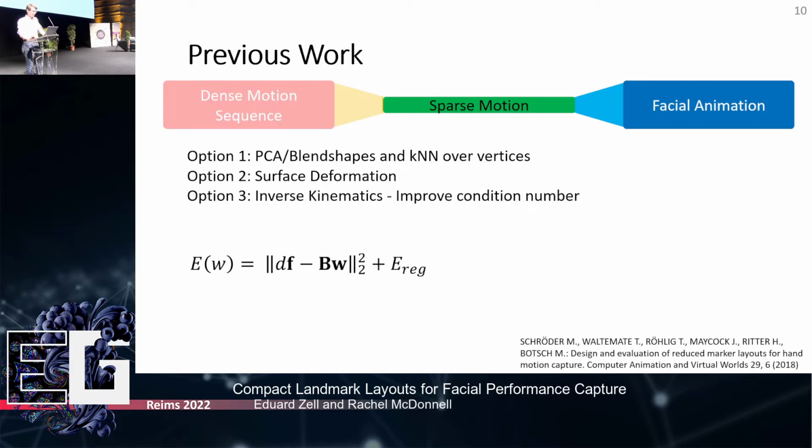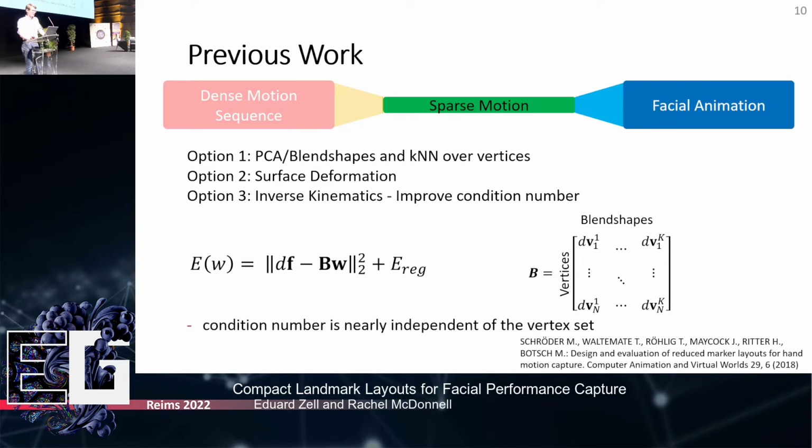Finally, in the context of inverse kinematics, improving the condition number has been suggested. When solving the inverse problem of blend shapes, we must look at the delta blend shape matrix. Unfortunately, the condition number is pretty much constant, independent of the vertex set. So this solution does not work for blend shapes.